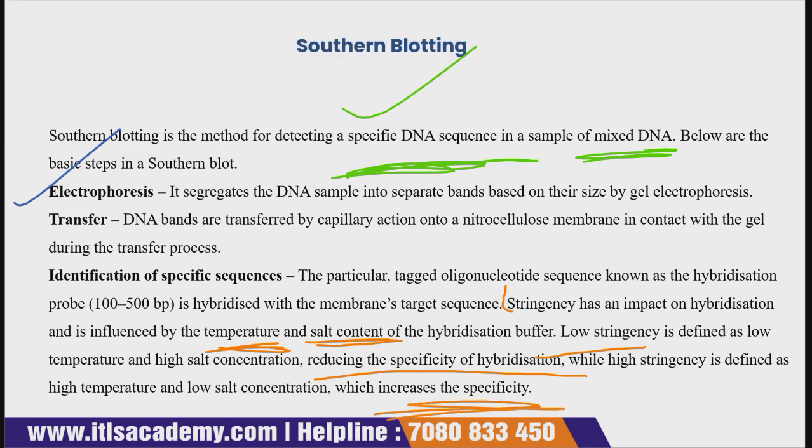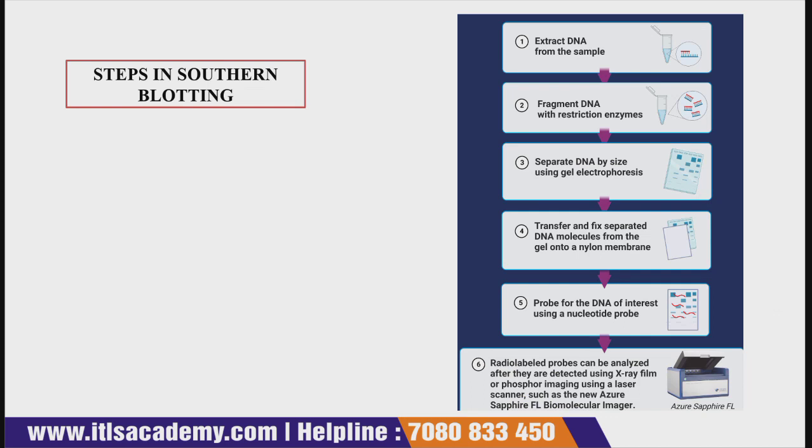So this is about the Southern blotting. Now let's understand the steps that are involved in Southern blotting. These are certain steps that are the same. You extract DNA from the sample, then fragment the DNA with a restriction enzyme. So you use the restriction enzyme to cut the fragments of DNA. Then you separate DNA on the basis of their size by using gel electrophoresis. Which type of electrophoresis is used here? Gel electrophoresis.